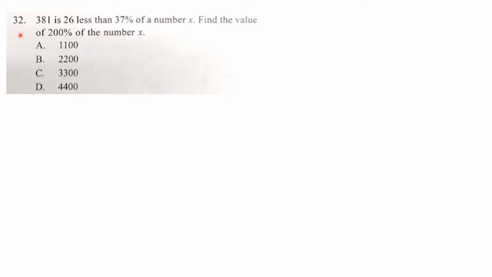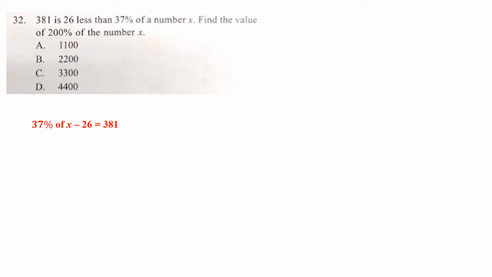Question number 32. 381 is 26 less than 37% of a number x. Find the value of 200% of the number x. So what is 37% of a number x? It will be 37% of x. And what is given? 381 is 26 less than 37% of x. So it can be written as 37% of x minus 26 equal to 381. Now you have to solve it, get the value of x, and after that you have to find 200% of x. So let's solve it.